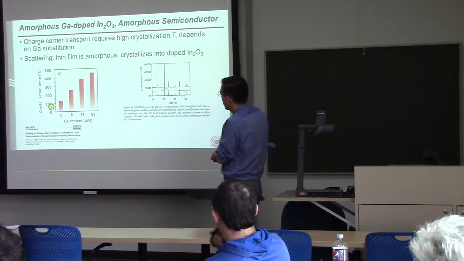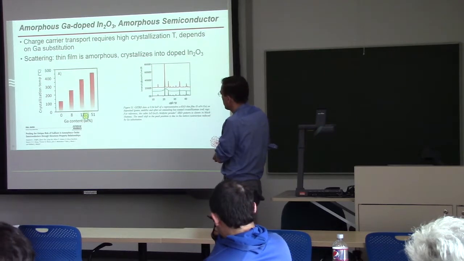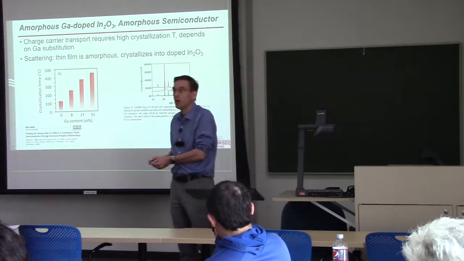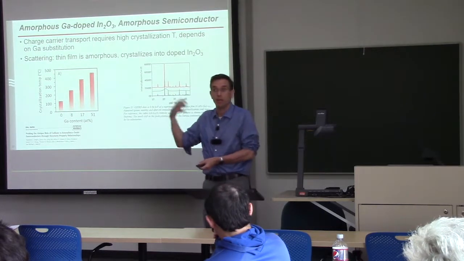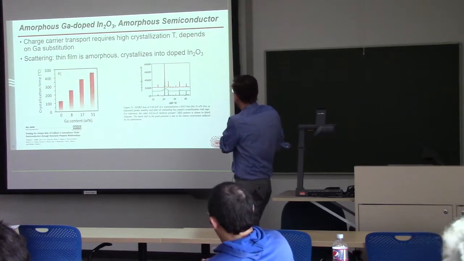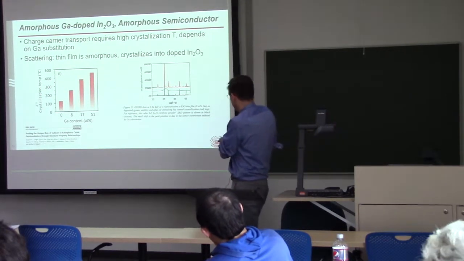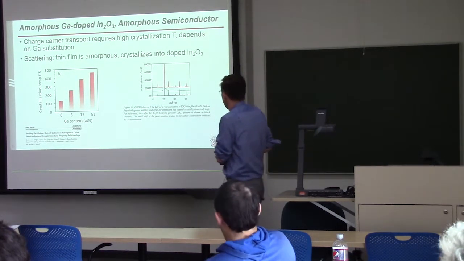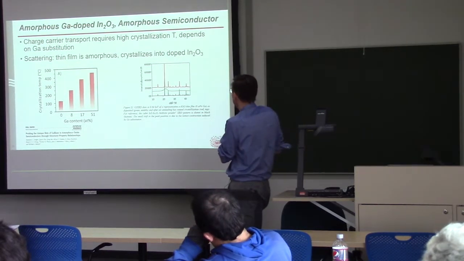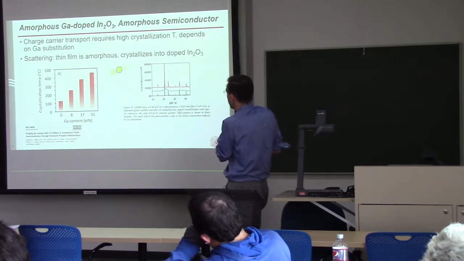And what you can see is that the crystallization temperature climbs as the gallium content climbs. The question is, why is it harder to crystallize an amorphous solid that has this seemingly chemically similar gallium replacing the indium? And if you look at what eventually forms by the crystallization, it's gallium-doped indium oxide. It makes a lot of sense.